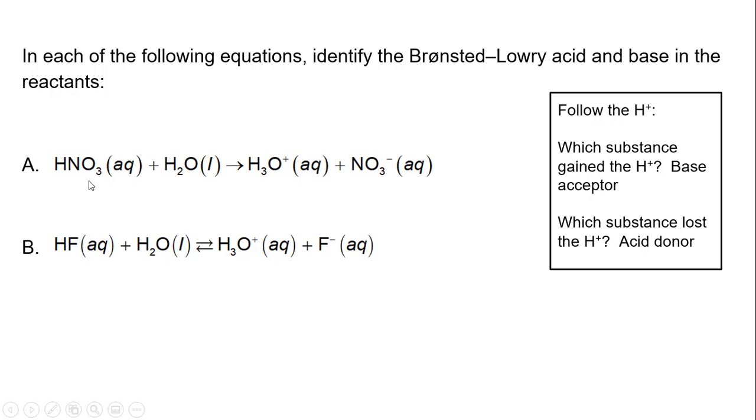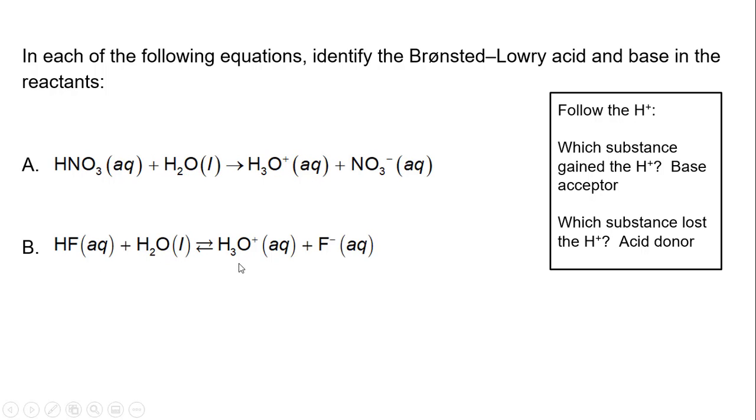So we have nitric acid. This is a polyatomic ion. Remember with naming, it is nitric acid because it is nitrate, so the "ic" acid. And in this case, you can see that the hydrogen was lost from the nitric acid. So that's going to tell me here's the acid. So if this is the acid, this is the base, and the base is the one that accepts the hydrogen. So here's the acid, here's the base.